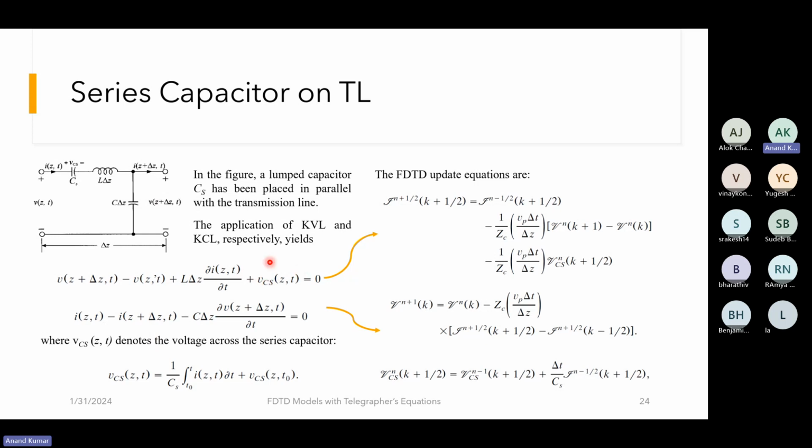And now to calculate the voltage drop across the capacitor, we use this particular expression, where the voltage across the capacitor is calculated by 1 upon Cs times an integral of the current passing through the capacitor, plus the initial voltage which was present across the capacitor plates. So this is the expression from the KVL and KCL. So it's very simple. We have just modified the unit cell as previously.